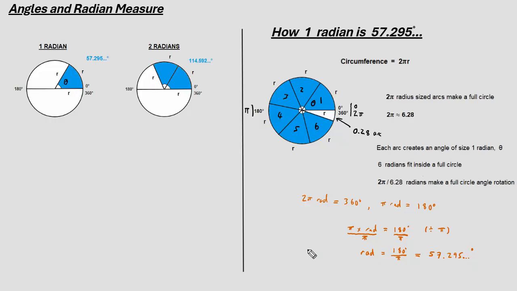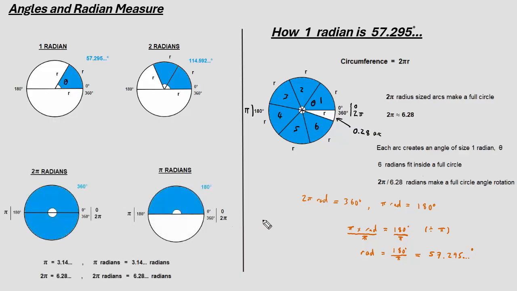And we can add a couple more images on the left to show what's going on. So if we have 2 pi radians we have 6.28 radians, which, as we know from over here, gives us all the way around the circle rotation. And if we have pi radians, that's 3.14 radians, which is the same as 180 degrees. Pi radians is 180 in degrees for measuring the size of an angle.